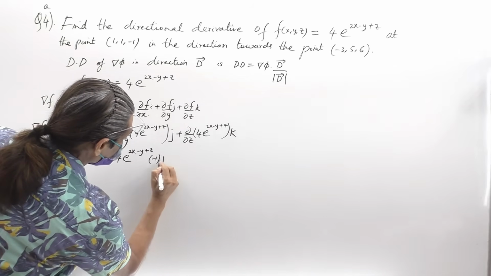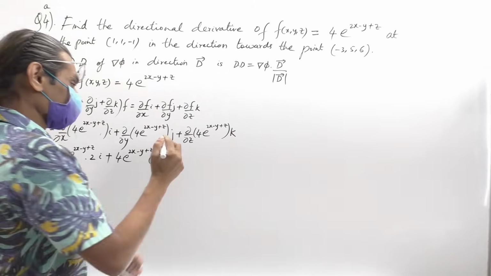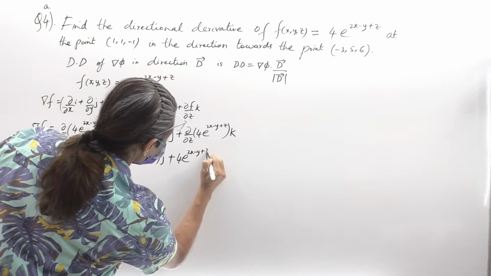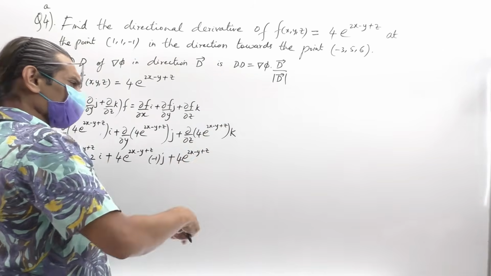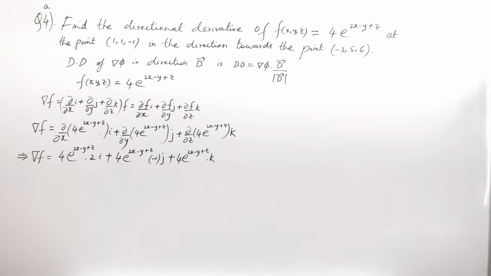Into minus 1 into j, plus lastly del by del z. With respect to z, this will again be 4e raised to 2x minus y plus z as it is. Again, 2x minus y is 0, and differentiation of z is 1, into k. That's it. So we found del f.